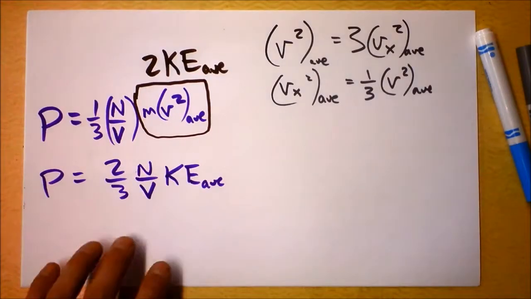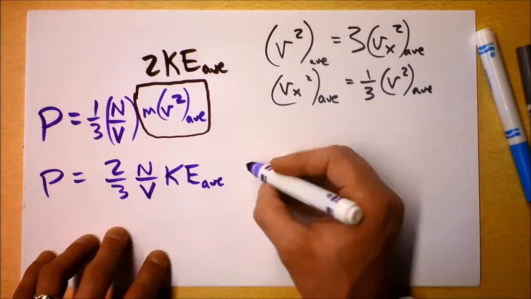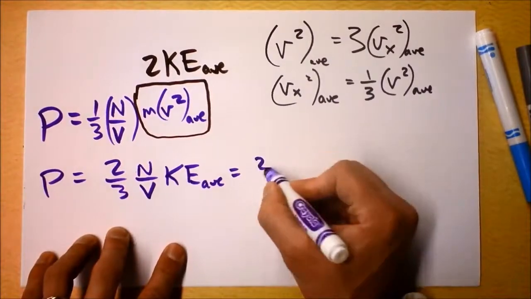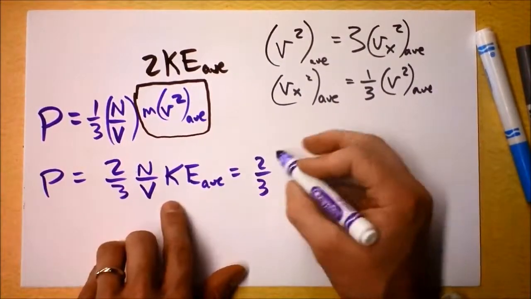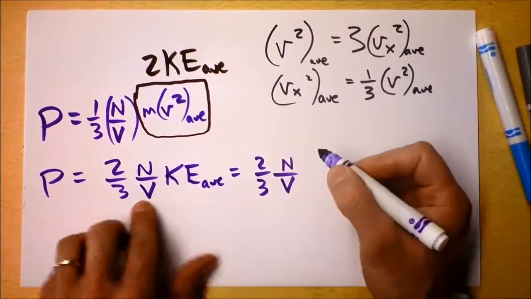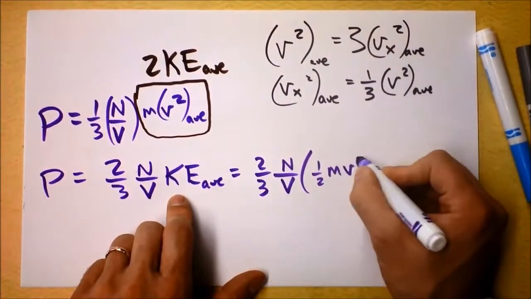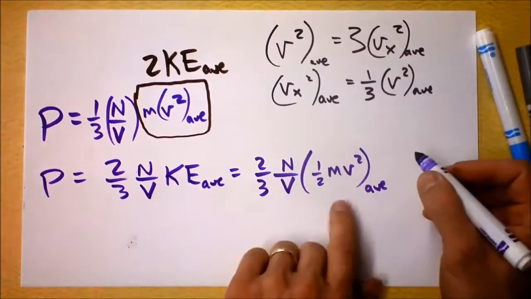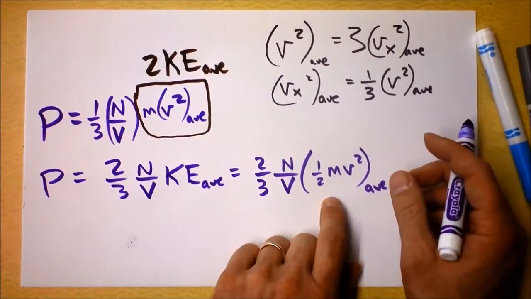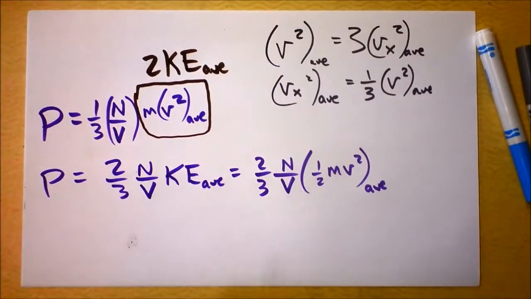Fascinating. All right, let's continue here. Or maybe I could write it in just a slightly different way. Just to show the kinetic energy average, 2/3 N over V. I'm motivating this dividing by 2. Now I'm going to say 1/2 mv square, and I'm going to say that that's our average kinetic energy.